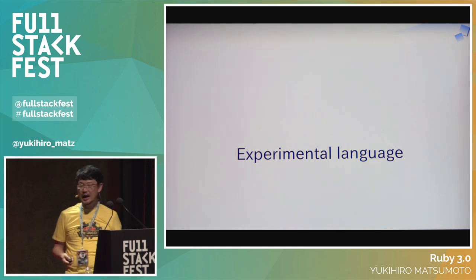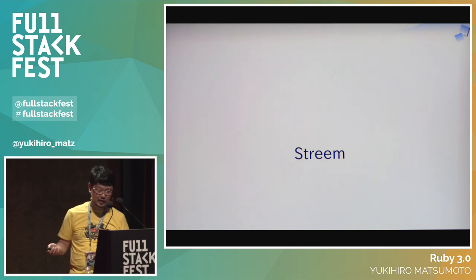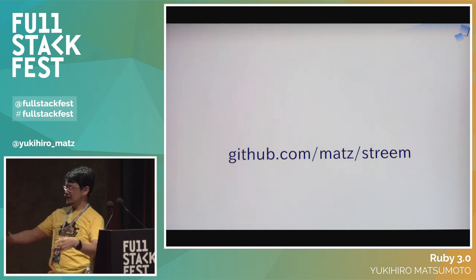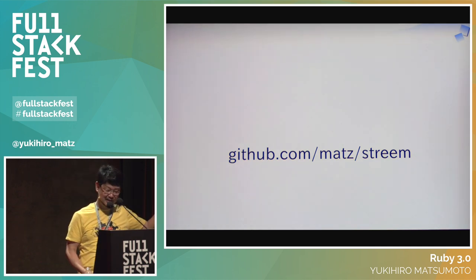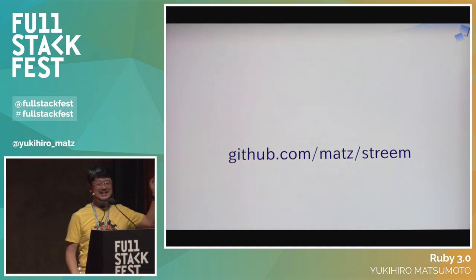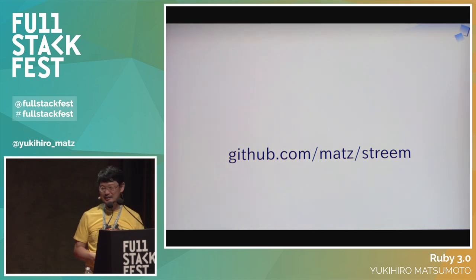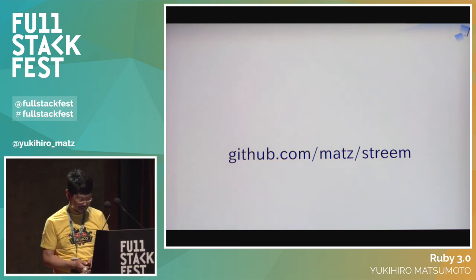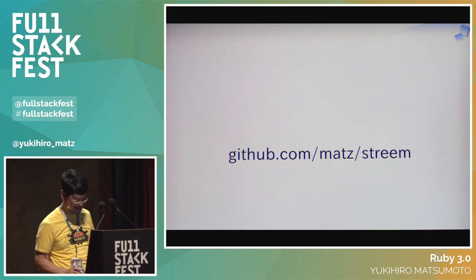And then we have some kind of experimental language named Streem, which is a Ruby-like programming language as a proof of concept of this programming model. It doesn't work well yet. It's just a toy programming language, but it's a proof of concept of this stream model in programming. And it seems to work well, I hope. And you can check out this repository afterwards.